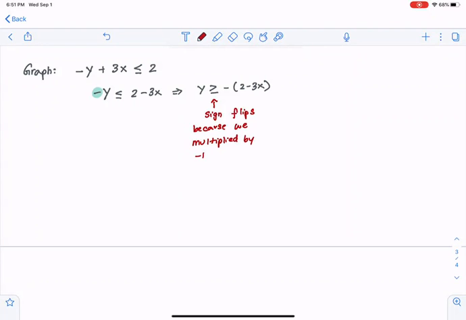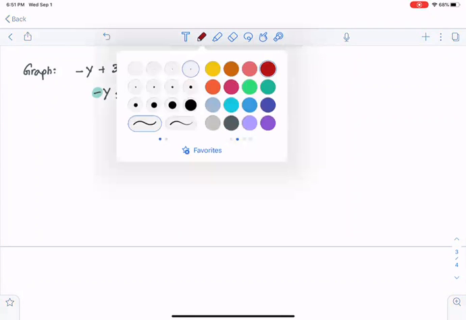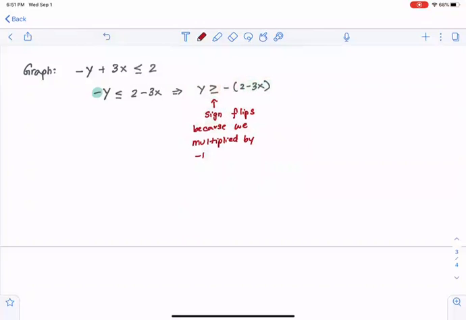The sign flips because we multiplied by -1. So that would mean y is greater than or equal to, distribute the negative. -1 times 2 is -2. Negative times -3x is positive 3x. So y is greater than or equal to 3x minus 2. So that is the linear function that corresponds to the line that we're about to draw. And the sign is greater than or equal to.